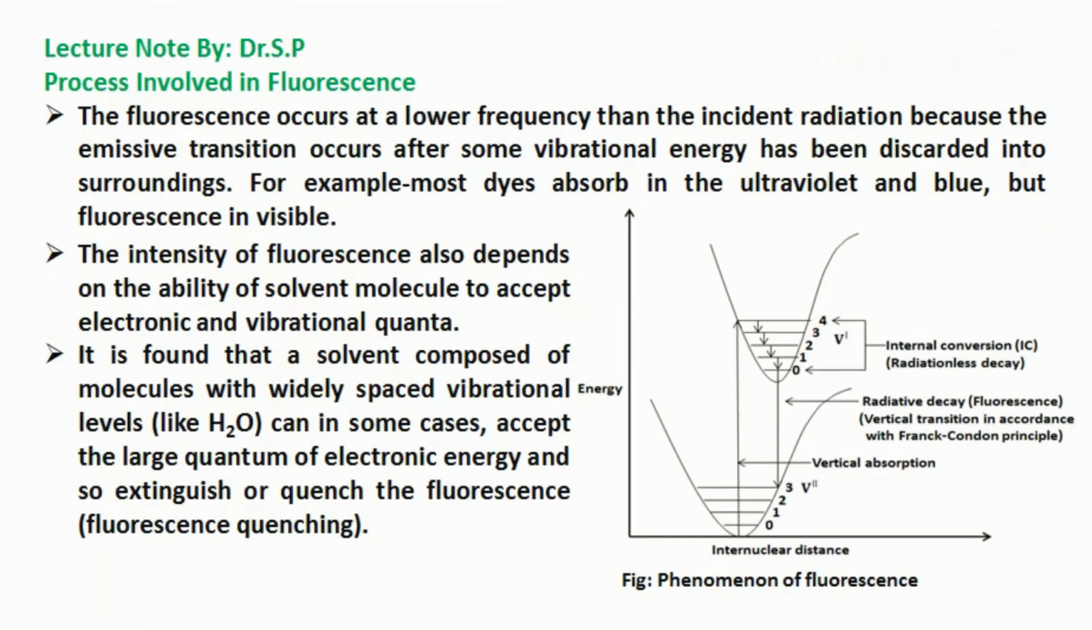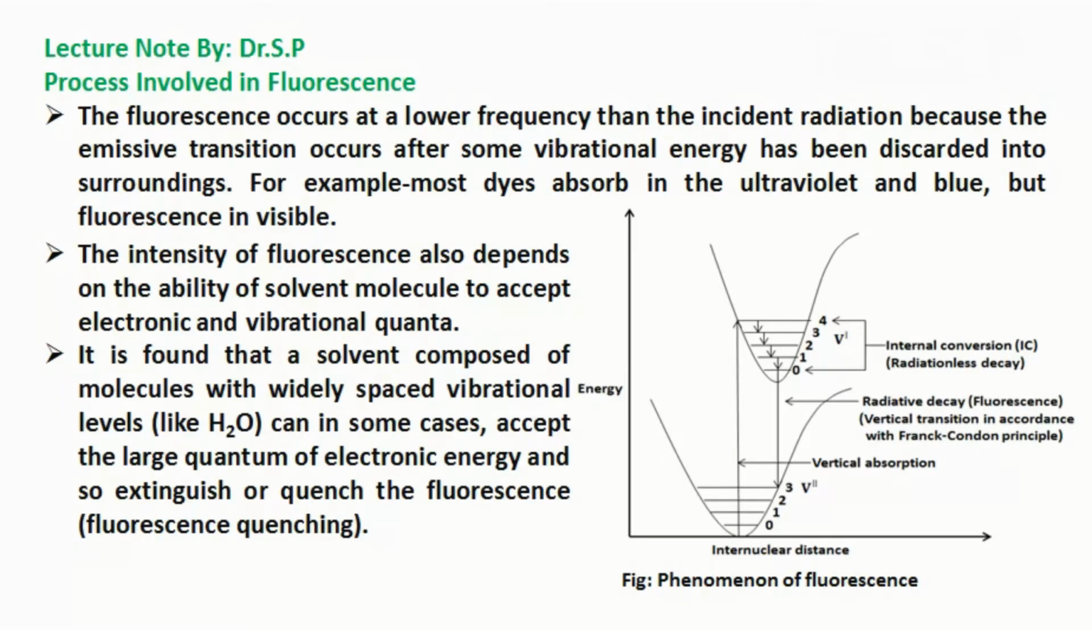The fluorescence occurs at a lower frequency than the incident radiation because the emissive transition occurs after some vibrational energy has been discarded into the surroundings. For example, most dyes absorb in the ultraviolet and blue, but fluoresce in the visible.